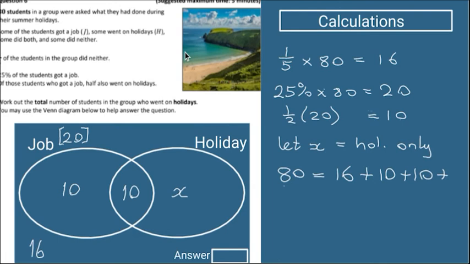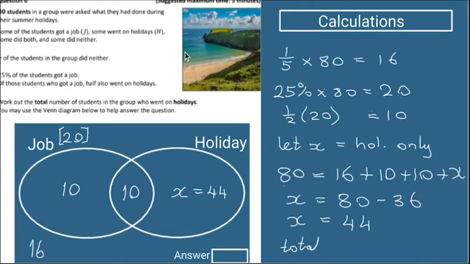So let's bring everything over, and we can get x is equal to 80. Bring the 16 and the 10 and the 10 across, and we get minus 36. So x is equal to 44. So that's going to go in here. So the total on holidays will be 10, which is in the center, plus the 44 holiday only, which is 54.